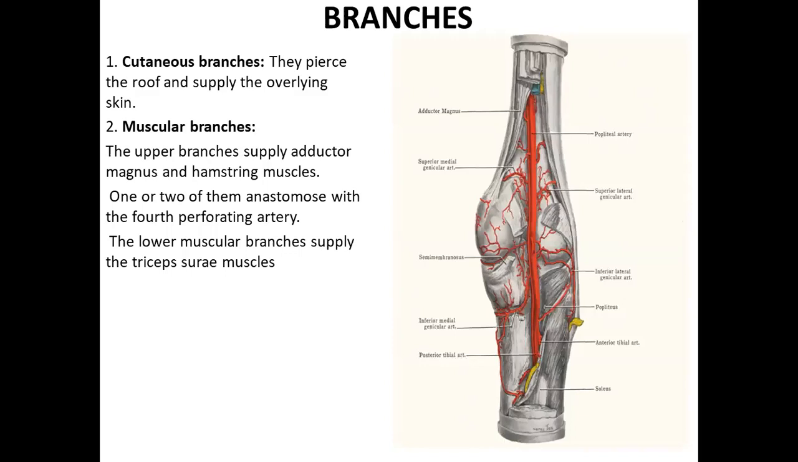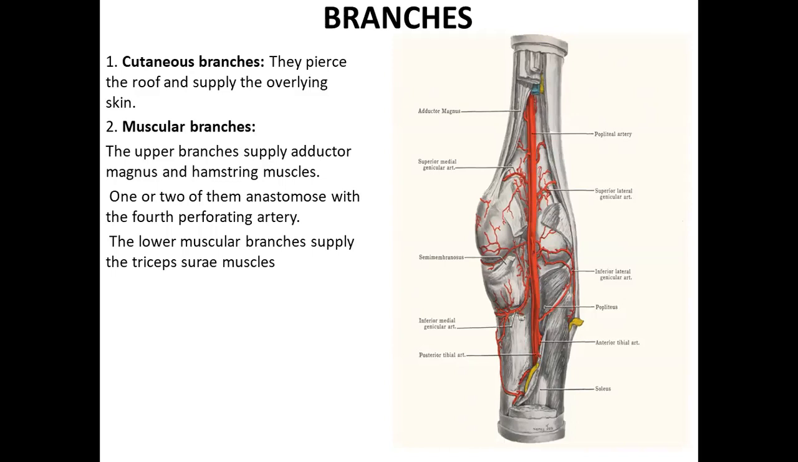Coming to the branches of the popliteal artery, we divide them into cutaneous branches, muscular branches, and genicular branches. As you know, the cutaneous branches will supply the skin. So they will pierce the roof and supply the overlying skin.